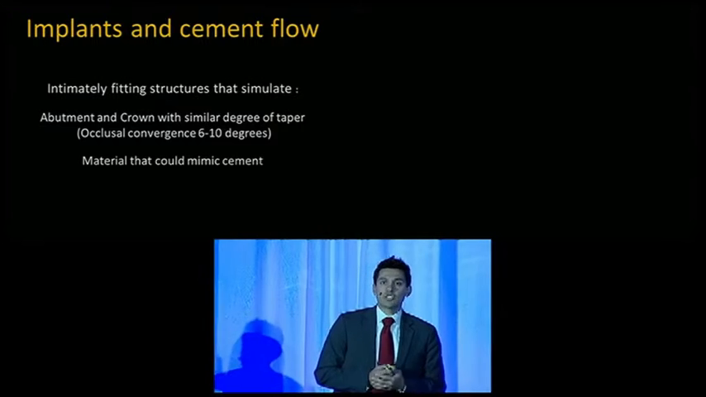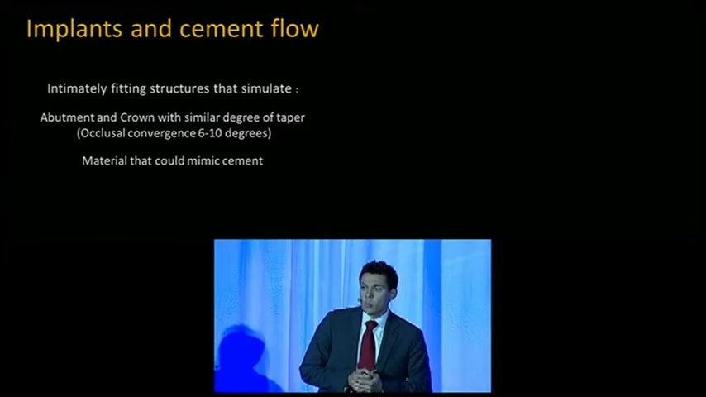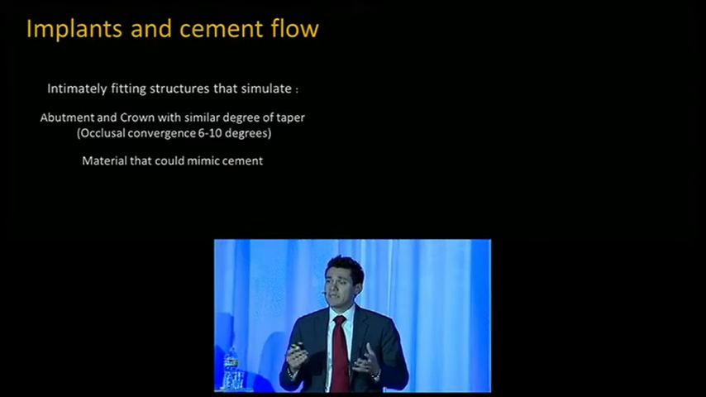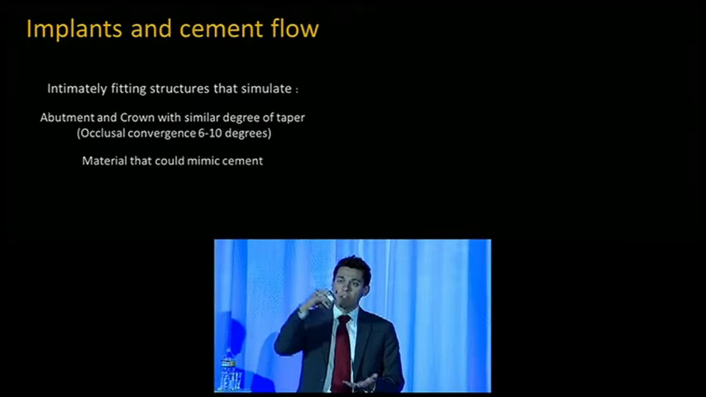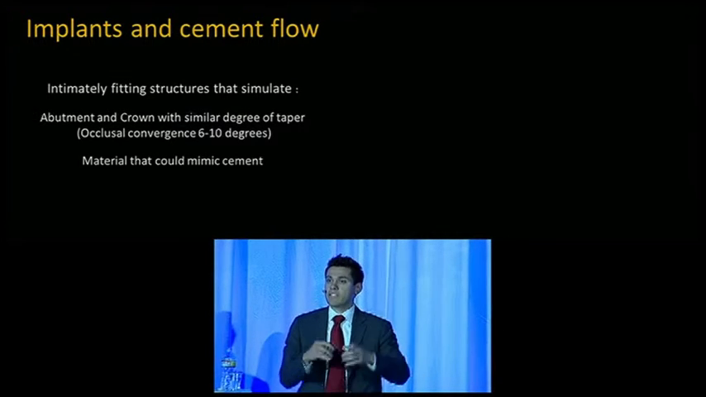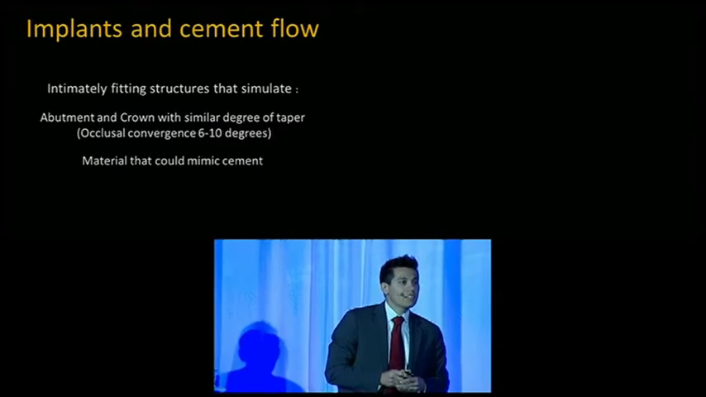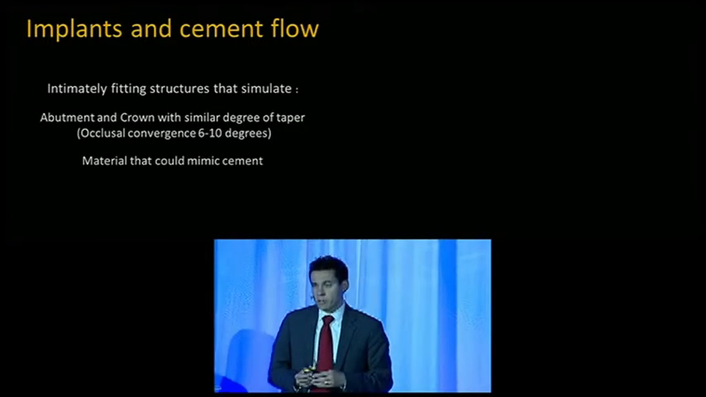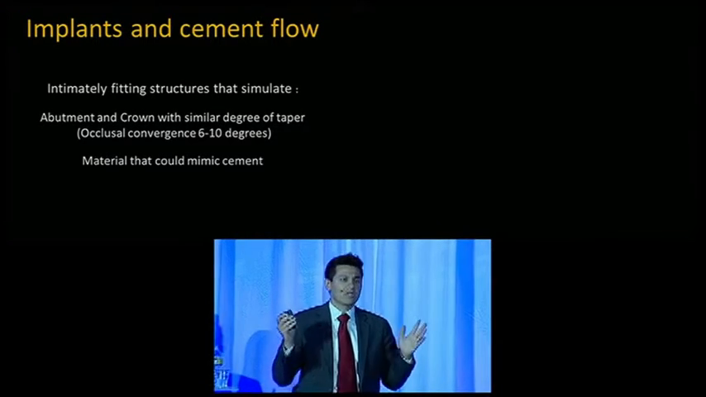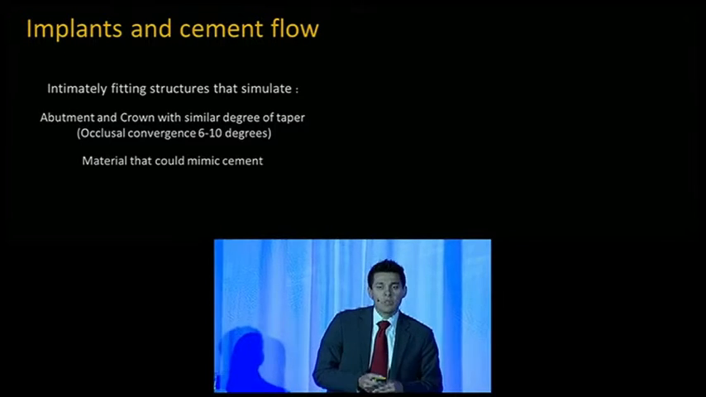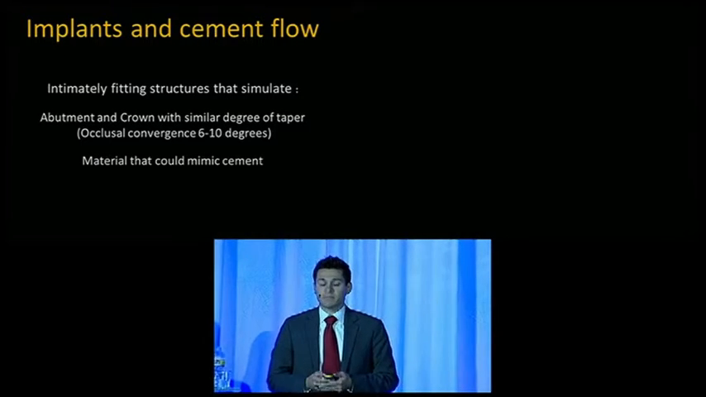For this simulation, we had some requirements. We needed two structures that fit intimately together, like a coping of an implant crown and an abutment. We needed something that could mimic the shape of an abutment, which usually has a 6 to 10 degree taper. And we needed something to mimic cement.